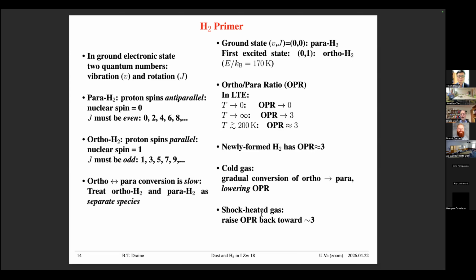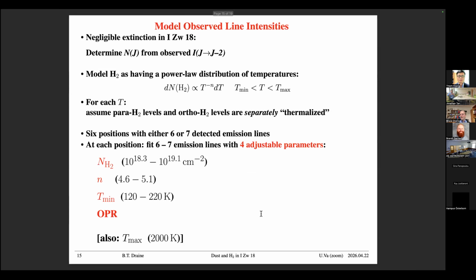And if you had a shock-heated region, you could take the ortho-para ratio of, say, 2 and raise it back towards 3 if the shock-heated gas stayed hot long enough to accomplish this conversion. Okay, so let's look at the emission we see.